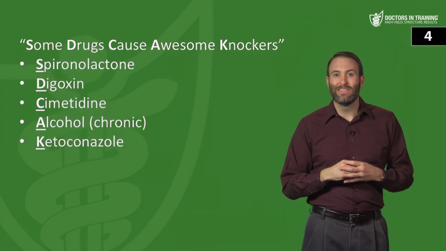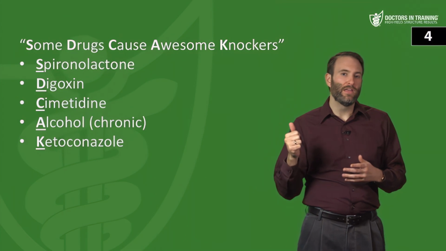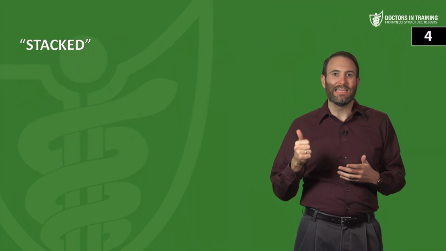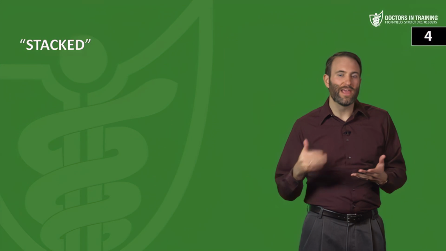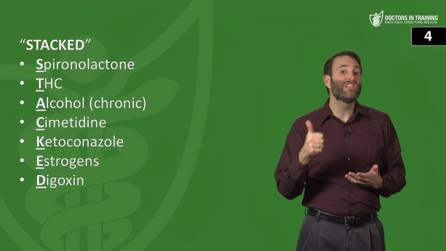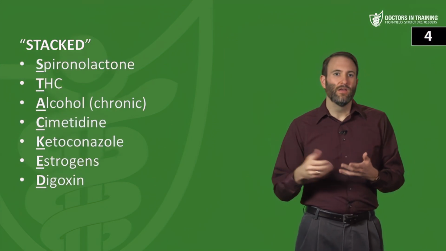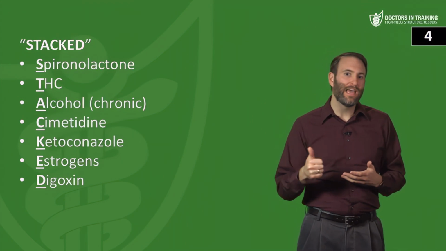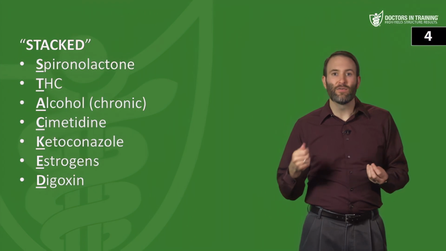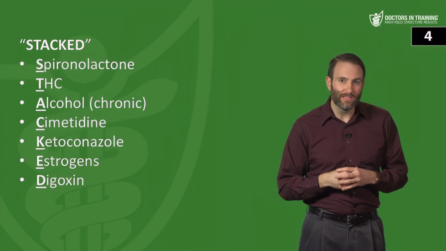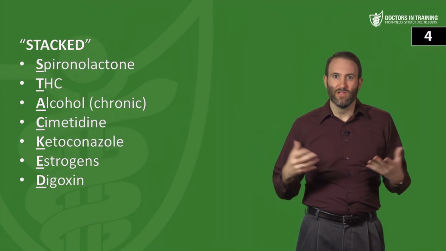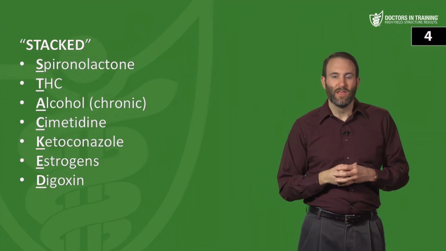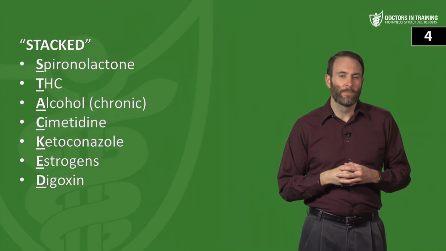And then a student from Temple sent us another one that he came up with, STACKED, S-T-A-C-K-E-E-D. Pretty similar list. So the S is for spironolactone, T for THC, so marijuana again. A is for alcohol, C is for the H2 blocker cimetidine, K again for ketoconazole. The E is for estrogens, which should be pretty obvious, that if a man is taking a bunch of estrogens, then that could lead to some breast development. And then D is for digoxin again.